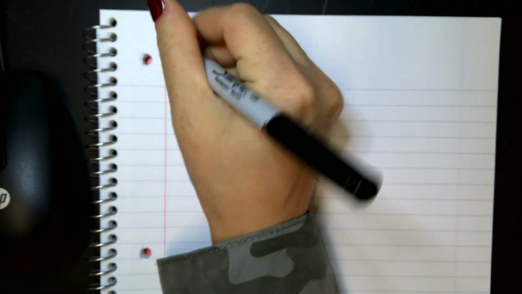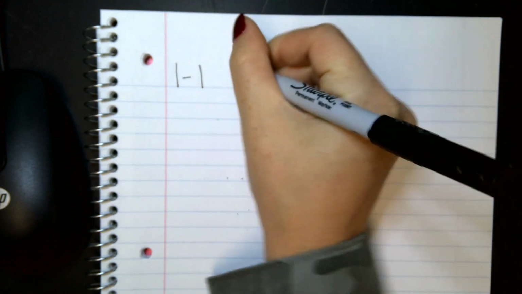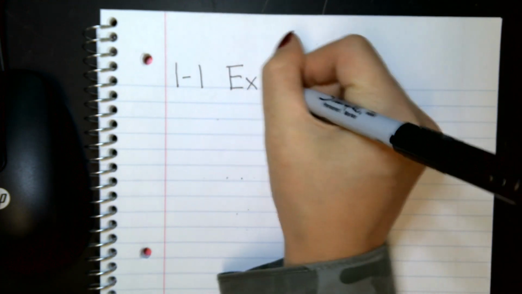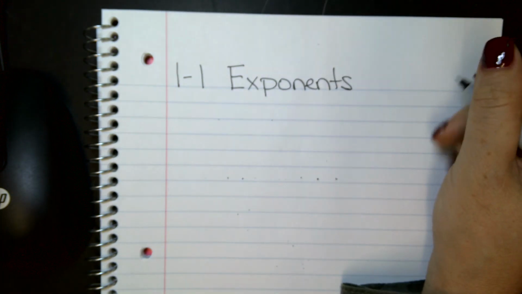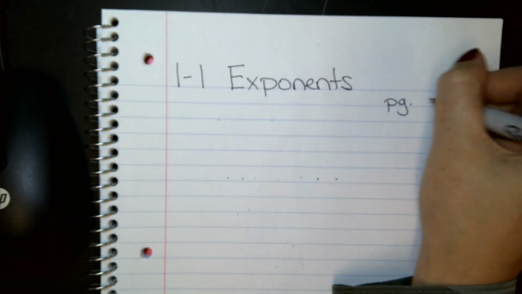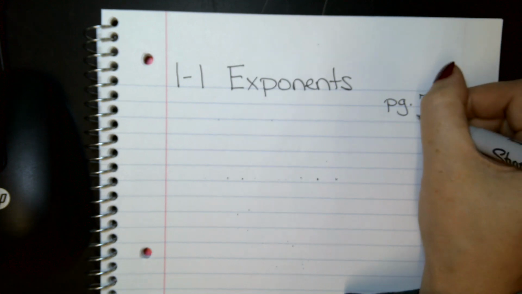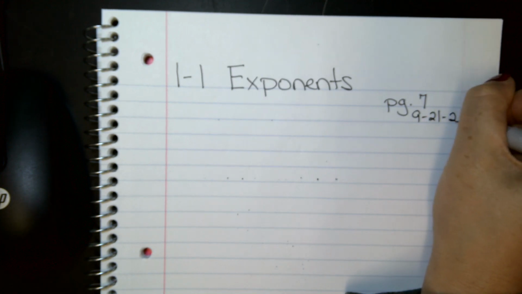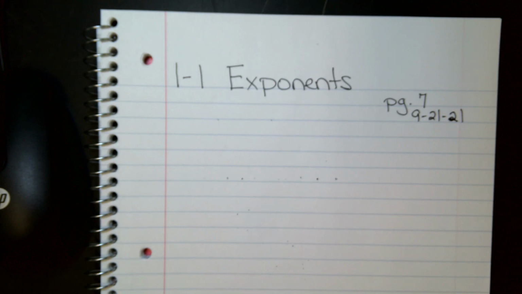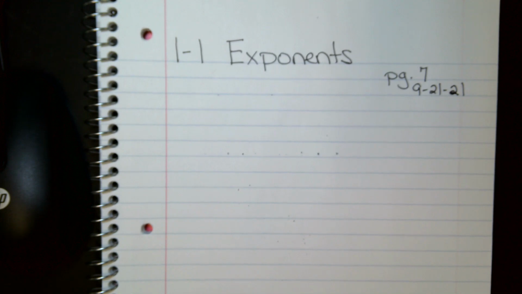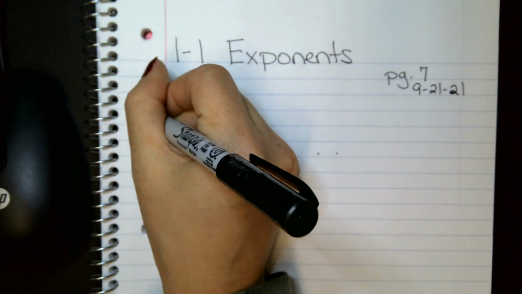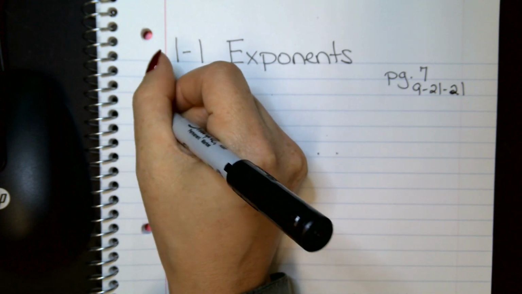All done with that. So we're on 1-1. And this is going to be the exponents. We are on page 7. And today's day is the 21st. All right, so remember you can use a calculator if needed, but sometimes we don't need it. All right, so we're going to be doing a couple questions, starting off with number 11.